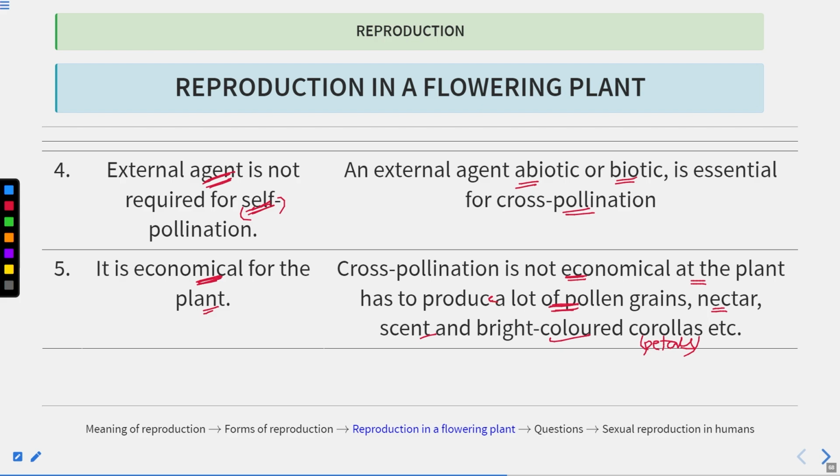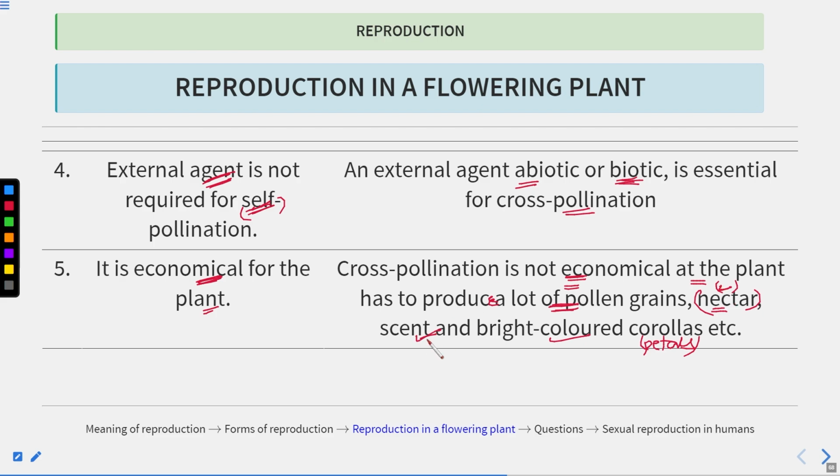Okay, so they can be lost and they have to travel a lot of distance also. That's why a lot of pollen grains are produced. Nectar is also produced. Why? Because there are some biotic agents such as bees. So they feed on this nectar, and when they suck this nectar, they transfer the pollen grains also.